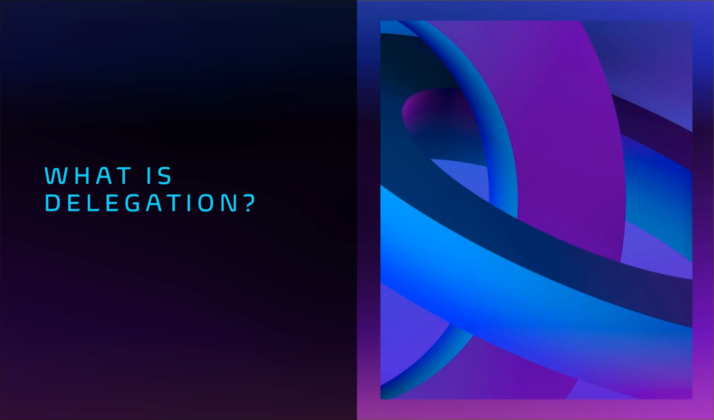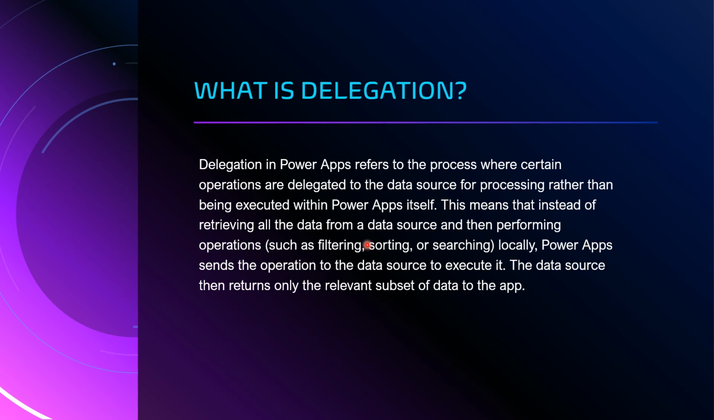So let's start: what is delegation? Delegation in Power Apps refers to the process where certain operations are delegated to the data source for processing rather than being executed within the Power App itself. This means that instead of retrieving all the data from a data source and then performing operations such as filtering, sorting or searching locally, Power Apps sends the operation to the data source to execute it. The data source then returns only the relevant subset of the data to the app.